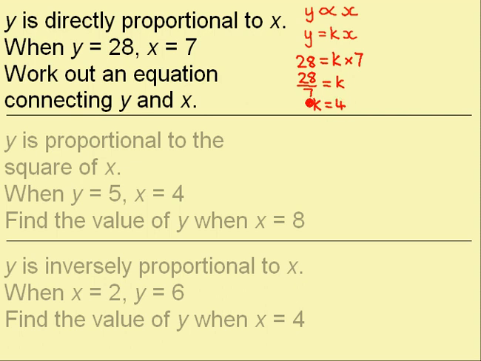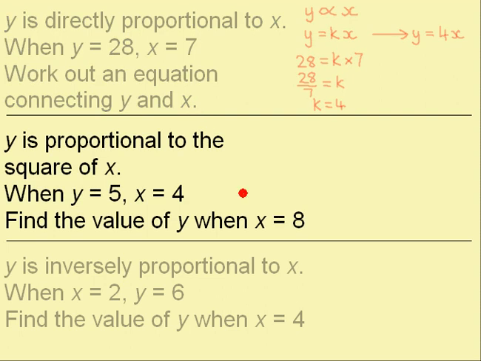We call this the constant of proportionality, and now that I've worked it out, I can use it to write an equation connecting y and x. I use this line here to help me do this. So from this line, I get that y equals k, which I know is 4, x. So this is the equation connecting y and x.